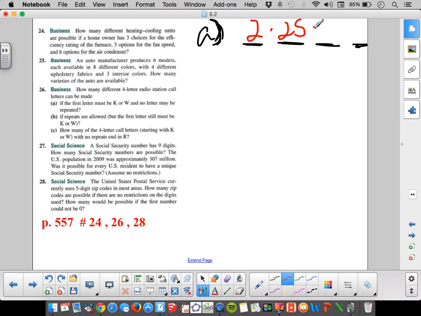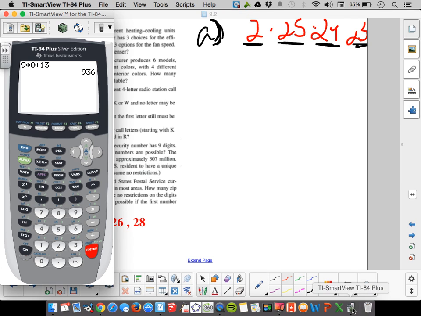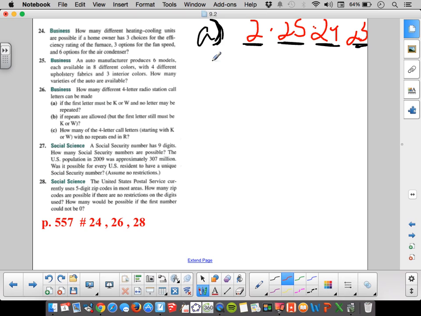After I've drawn that letter, there are only 24. And after I've drawn that letter, there are only 23. So now I need to multiply those together. So let's go to our calculator. 2 times 25 times 24 times 23. Enter. And I get 27,600 different combinations.